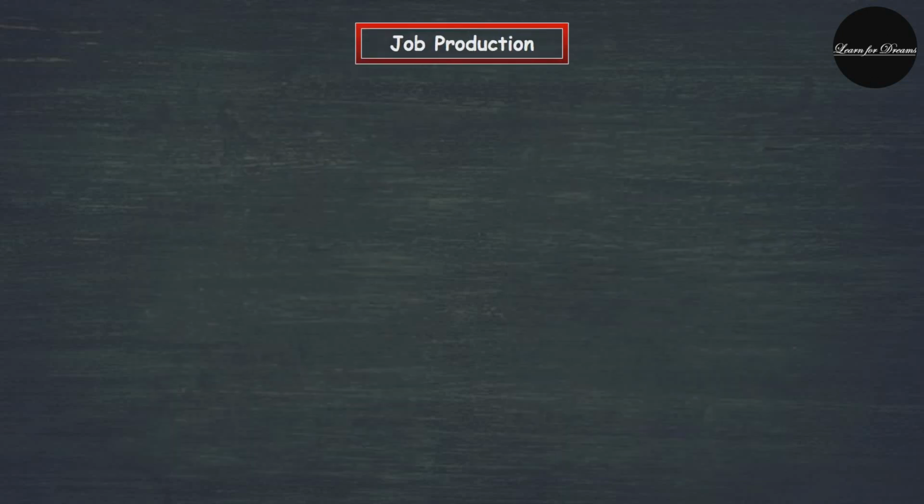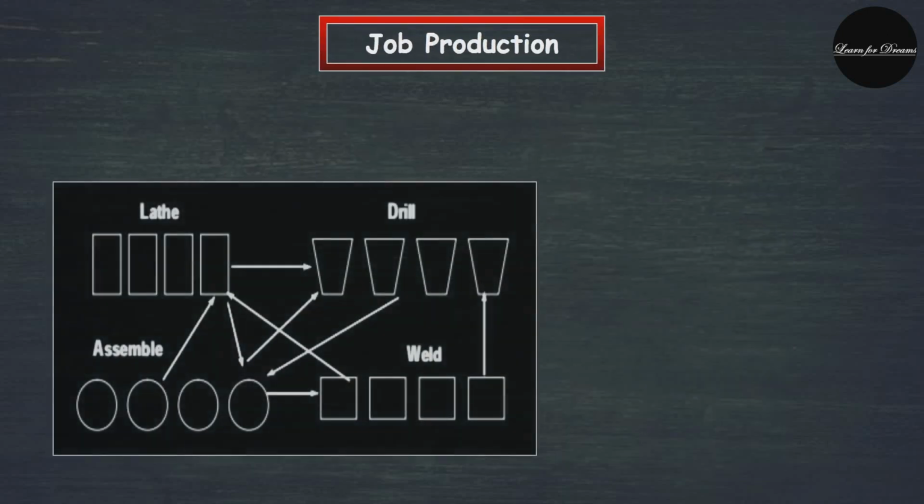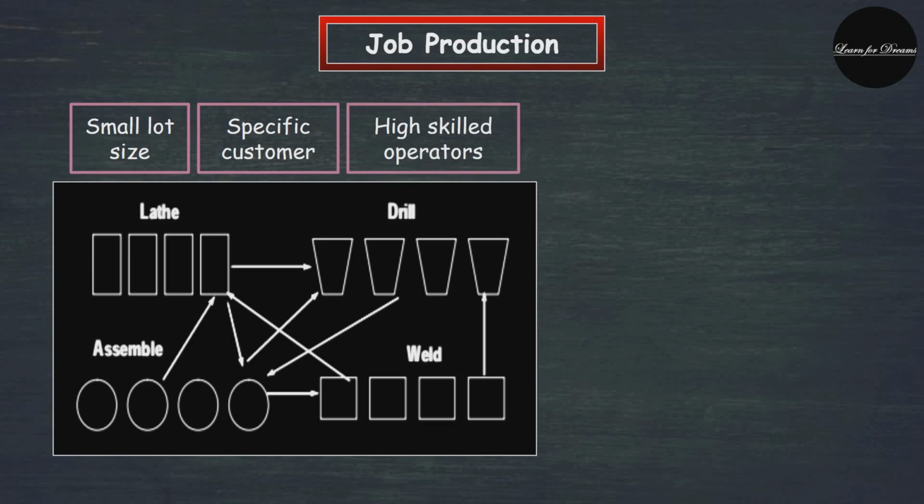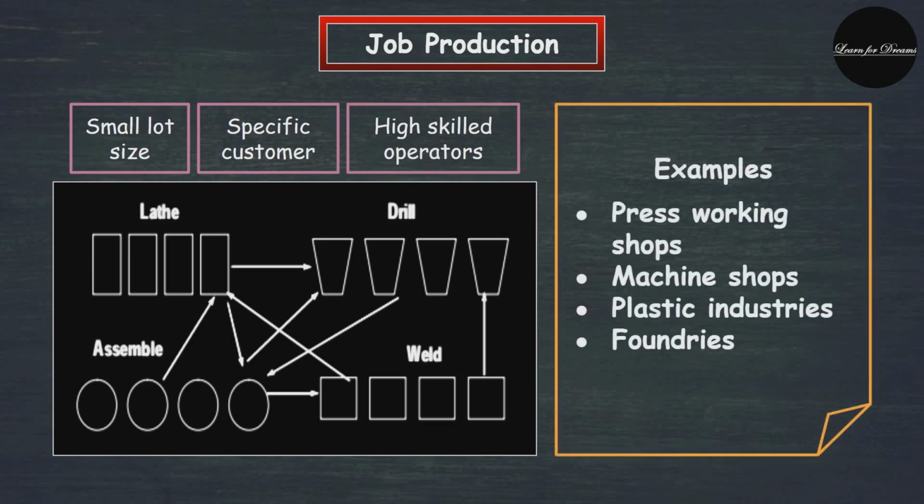Now moving towards job production. This is the layout for the job production. Now let's see some of the highlights, that is small lot size, specific customer and high skilled operators. Examples are press working shops, machine shops, plastic industries and foundries.